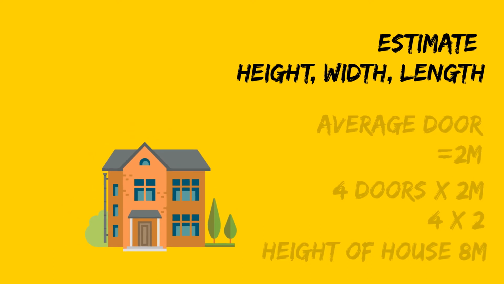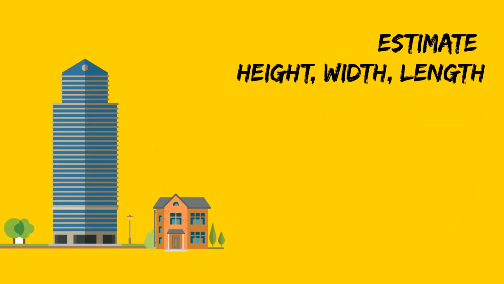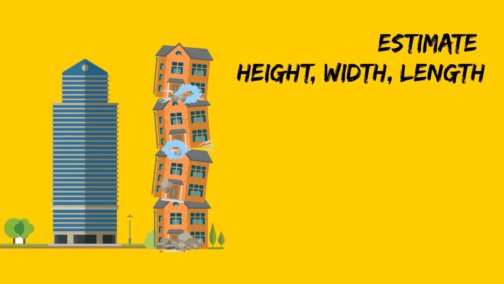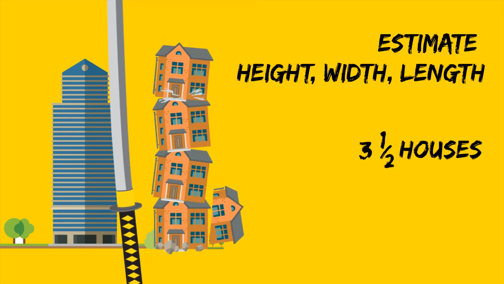We can even use our estimate to make other estimates. In this case, we're going to work out the height of a really tall building that's near that house. So, we just imagine a house being dropped onto another house, and again, well, maybe half a house. So that gives us 3.5 houses in height.